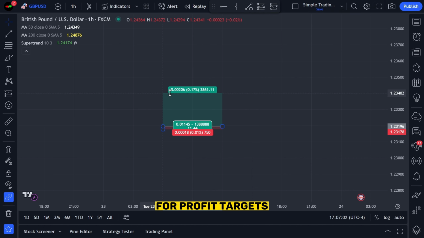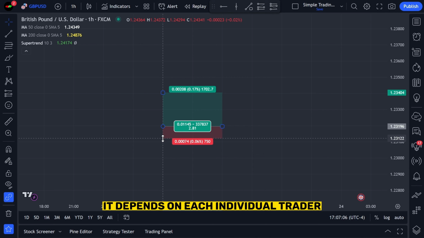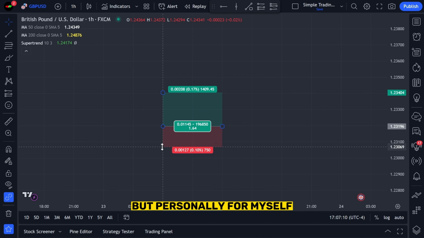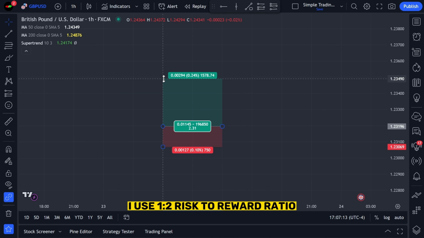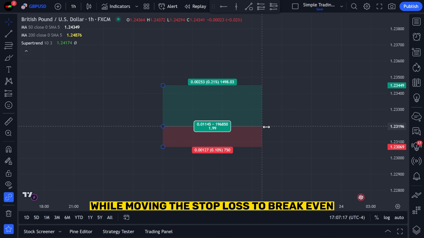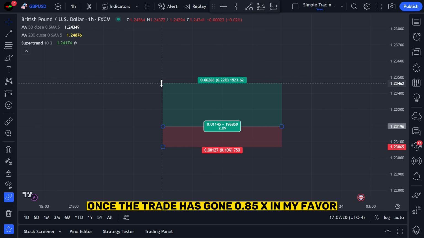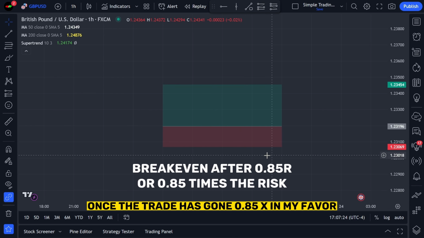For profit targets, it depends on each individual trader. But personally for myself, I use a 1 to 2 risk to reward ratio while moving the stop loss to break even once the trade has gone 0.85x in my favor.